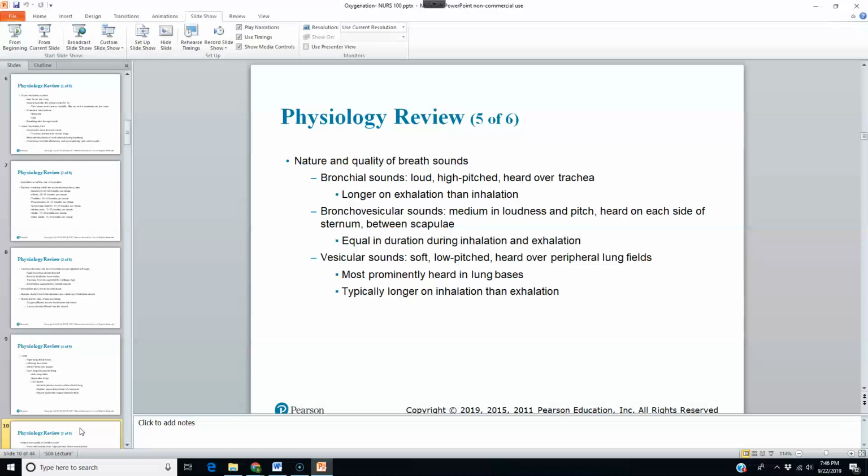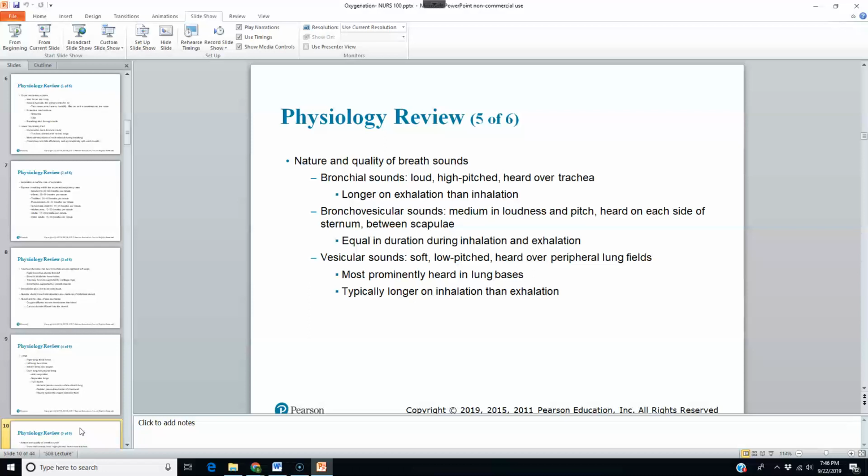The next type of normal breath sounds are called bronchovesicular sounds, and those are medium in loudness and pitch, and they're heard on either side of the sternum between the scapula, okay? The inhalation and the exhalation time are both exactly the same. So we hear it with no evidence of any respiratory distress.